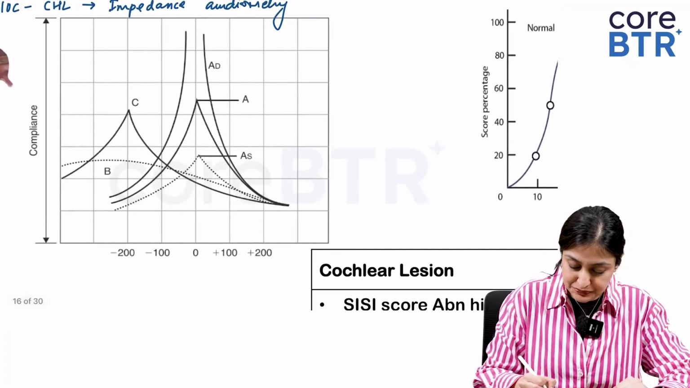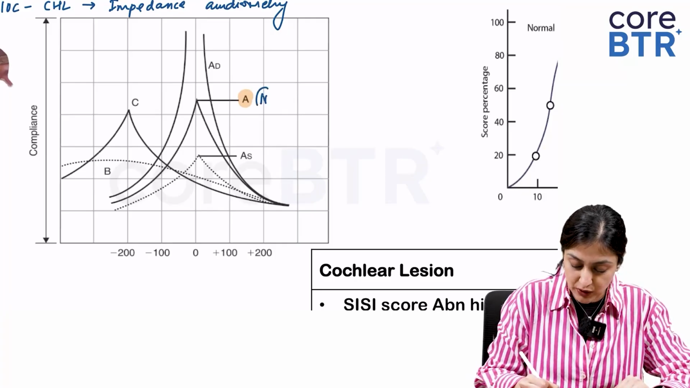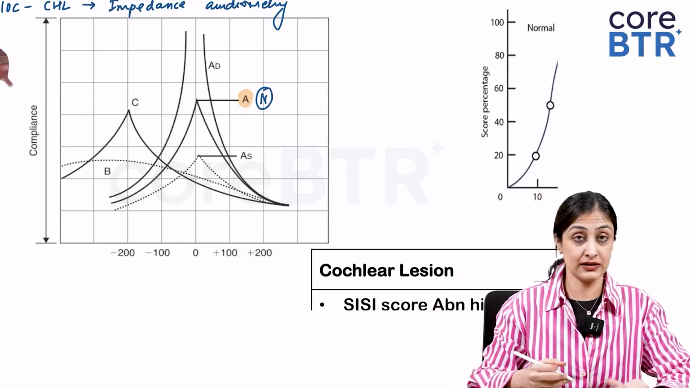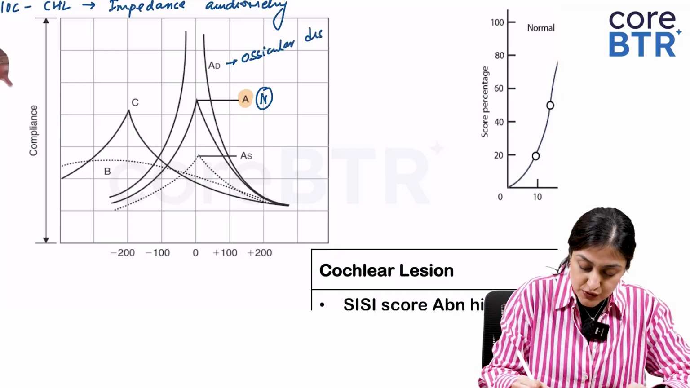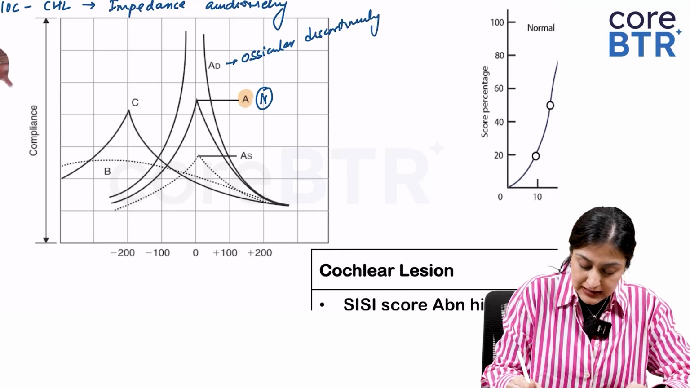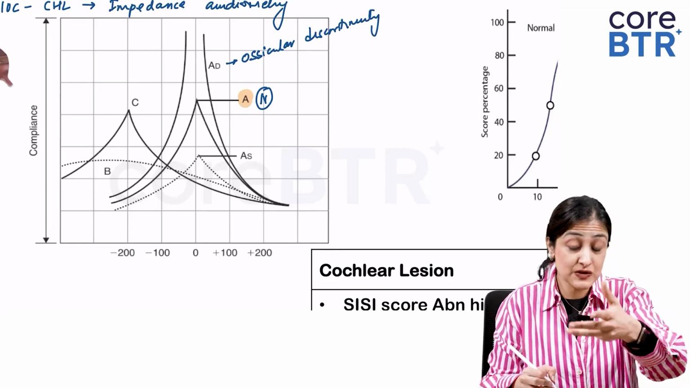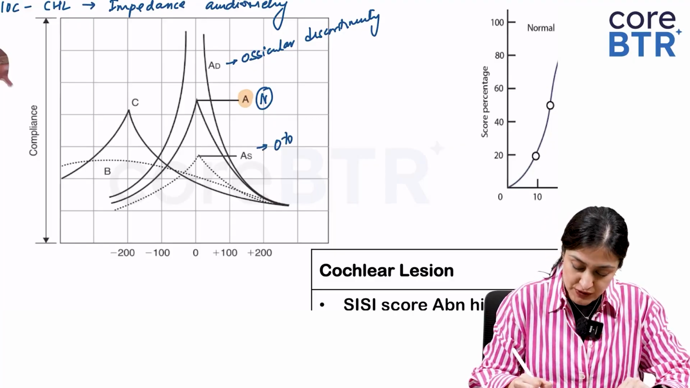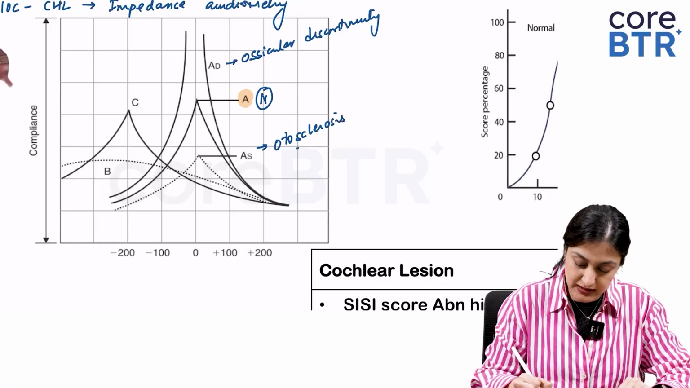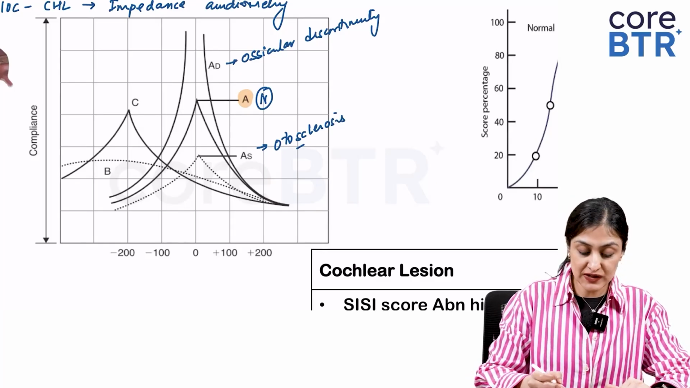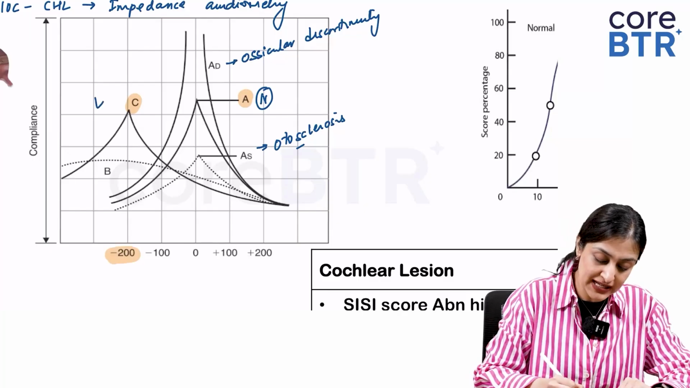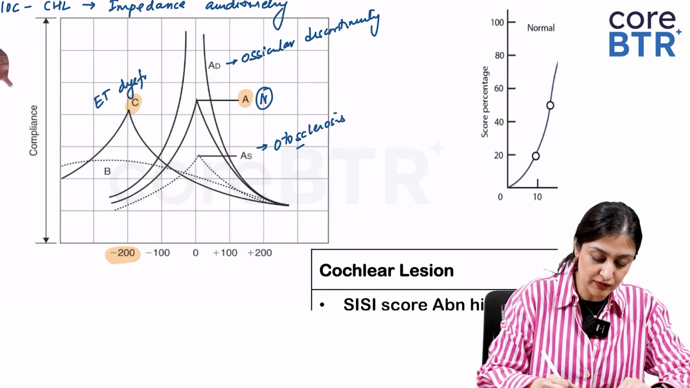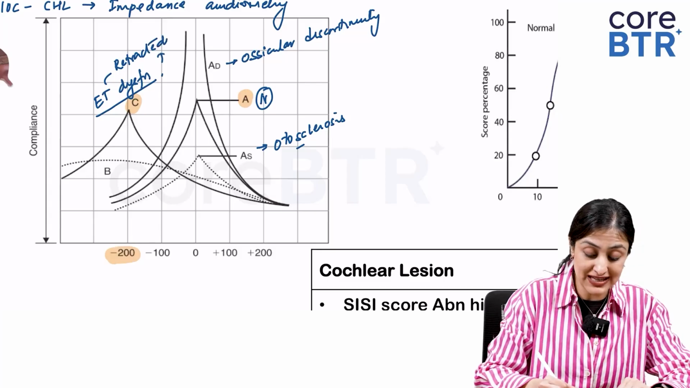So look at this curve A. This is what is normal. When it is a very high graph, AD, this indicates ossicular discontinuity. So this is ossicular discontinuity. AS is a small curve, because the stapes is fixed. AS for otosclerosis. Okay, so that's small, sclerosed. Look at C. This is what is peaking at a negative pressure, right? So here the center has shifted to negative pressure. Why? Because the eustachian tube is not working. So this is ET dysfunction, or I can say a retracted tympanic membrane as a result.